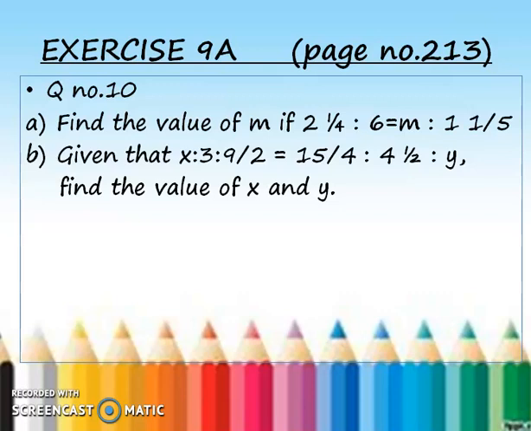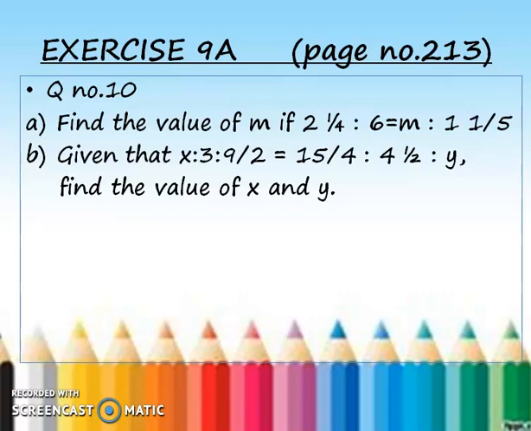First part is: find the value of m if 2 whole 1 by 4 ratio 6 is equal to m ratio 1 whole 1 by 5. And second part is x ratio 3 ratio 9 by 2 is equal to 15 by 4 ratio 4 whole 1 by 2 ratio 5. Find the value of x and y.